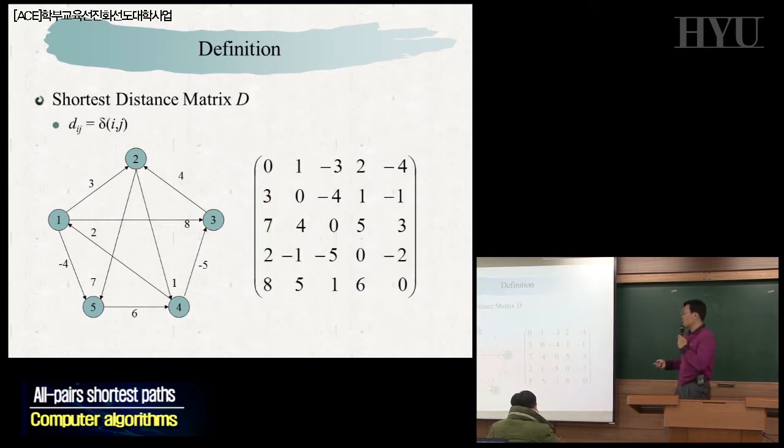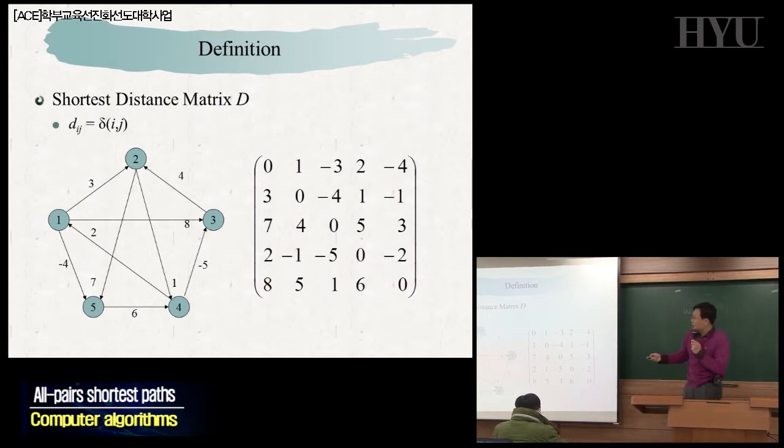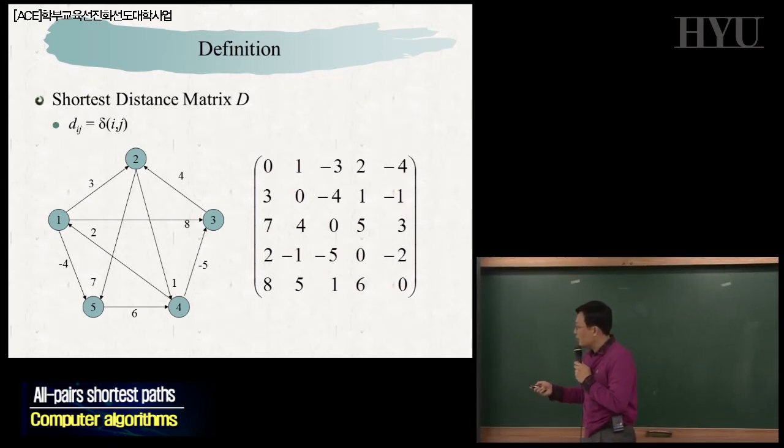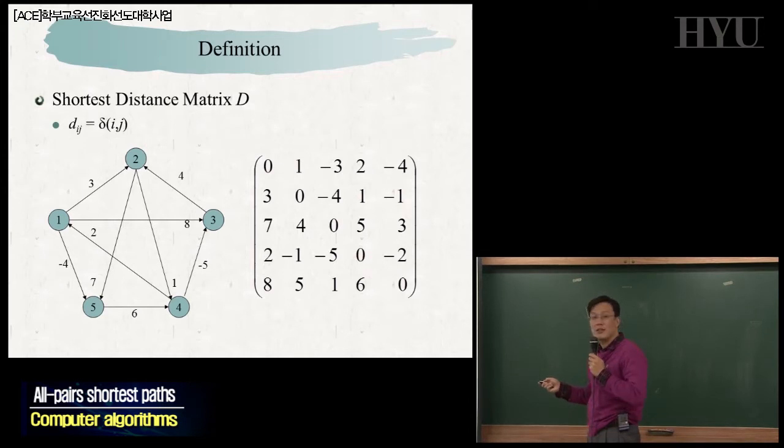And then the output is this shortest distance matrix. Each entry D_ij is delta of ij. It is the shortest path distance from i to j. Okay, then let's see this entry 2, 3. It's minus 4.